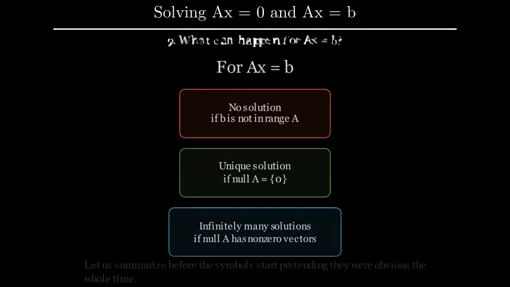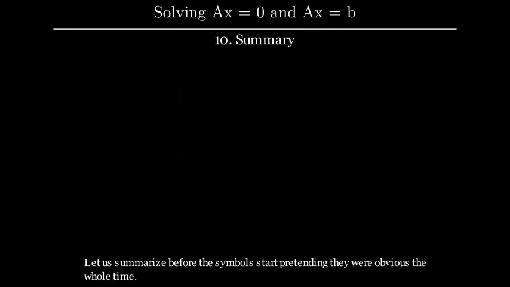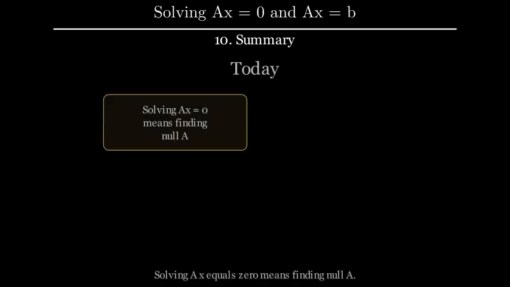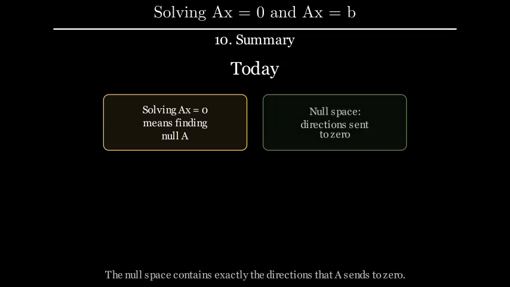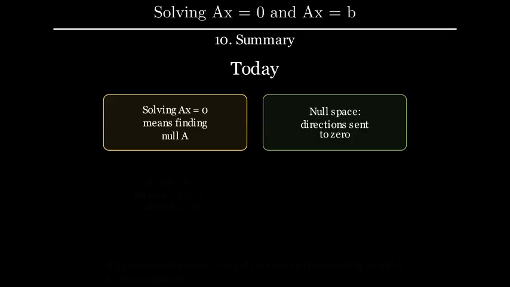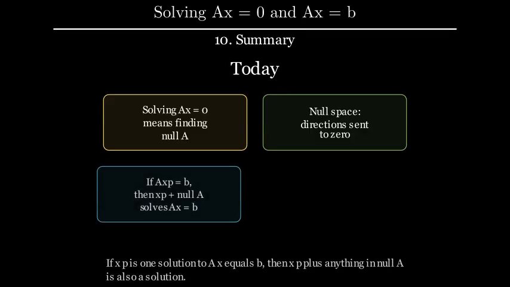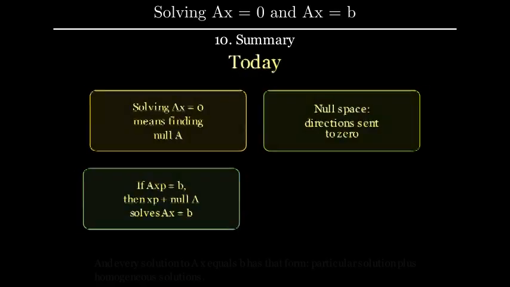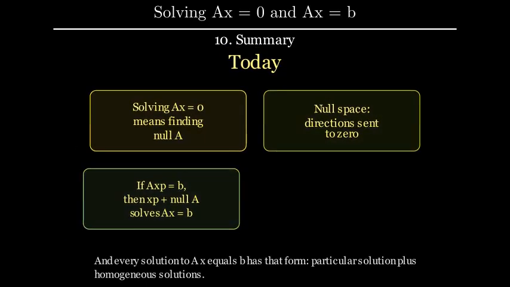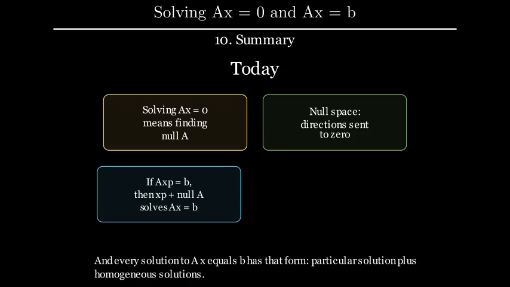Let us summarize before the symbols start pretending they were obvious the whole time. Solving AX equals 0 means finding null A. The null space contains exactly the directions that A sends to 0. If XP is one solution to AX equals B, then XP plus anything in null A is also a solution. And every solution to AX equals B has that form, particular solution plus homogeneous solutions.